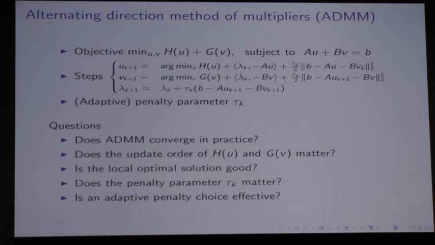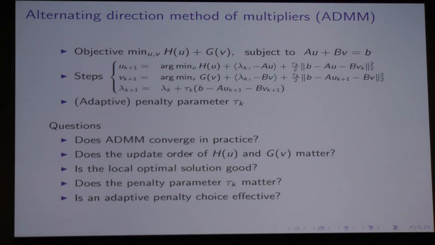If you do not know ADMM, it's a specific form of the dual ascent method. Basically, we will solve this form of objective. It's the sum of two functions with respect to a linear constraint. And the ADMM steps are the following three steps.